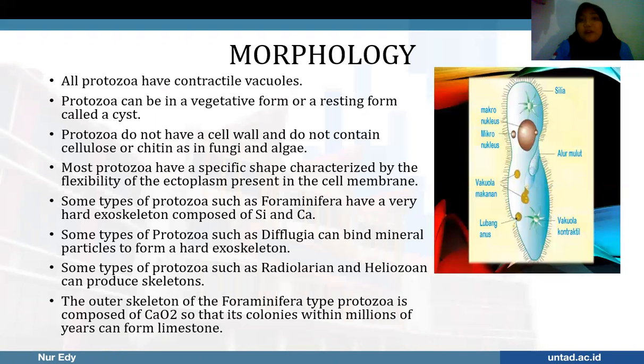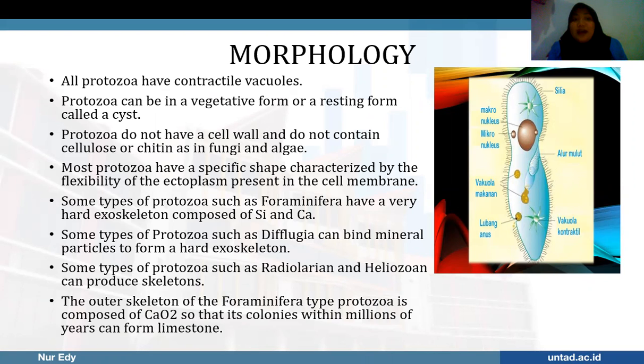And the next is morphology of protozoa. All protozoa have contractile vacuoles. And the next is protozoa can be in vegetative form or a resting form called cysts. And the next, protozoa do not have a cell wall and do not contain cellulose or chitin as fungi and algae do.